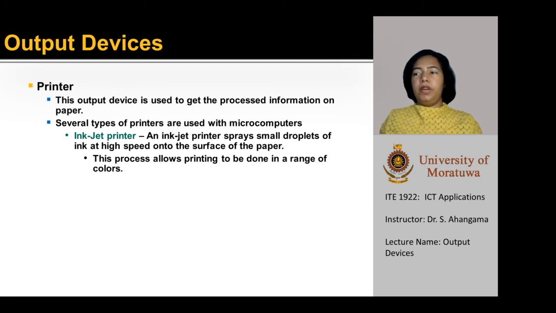Printer. This output device is used to get the processed information on paper. We call these printed papers hard copies. Several types of printers are used in computers, namely inkjet, laser, thermal, and dot matrix. Let's go through them one by one.